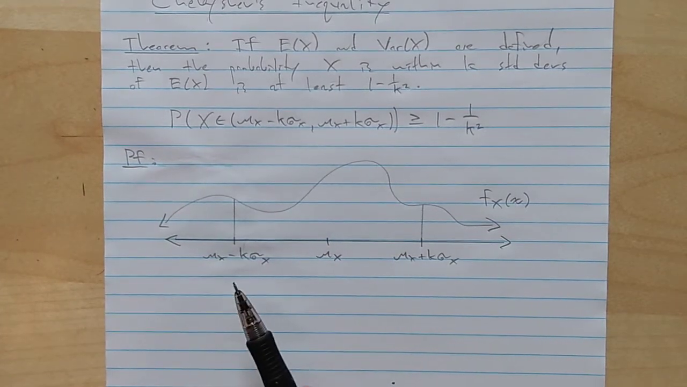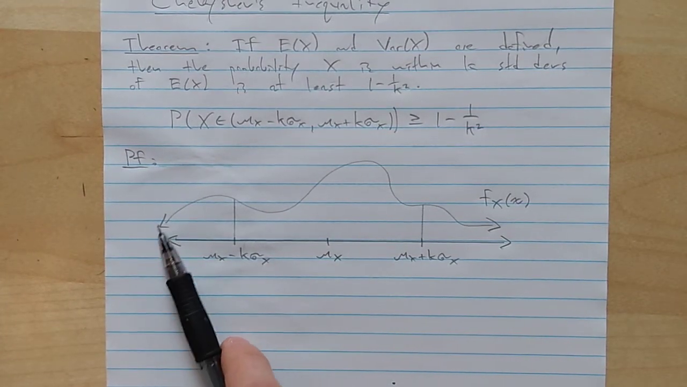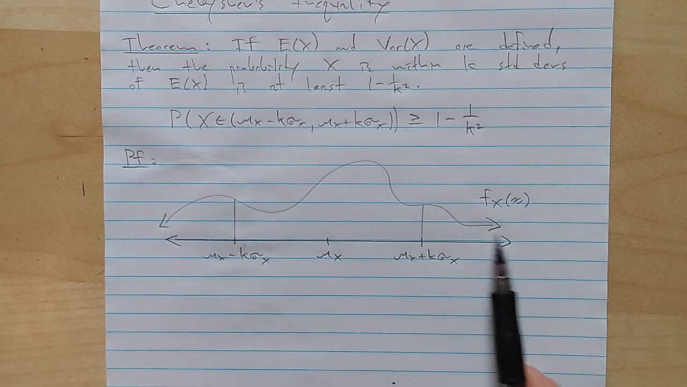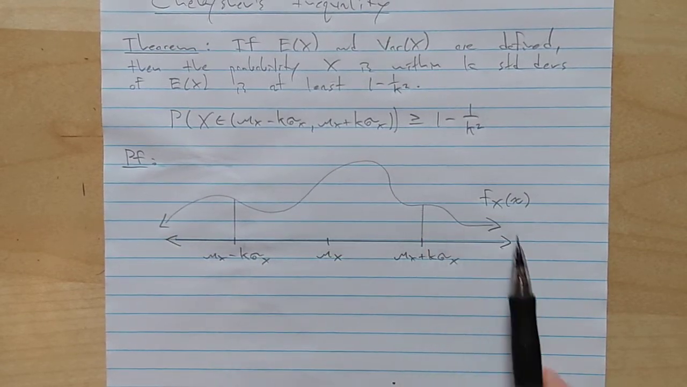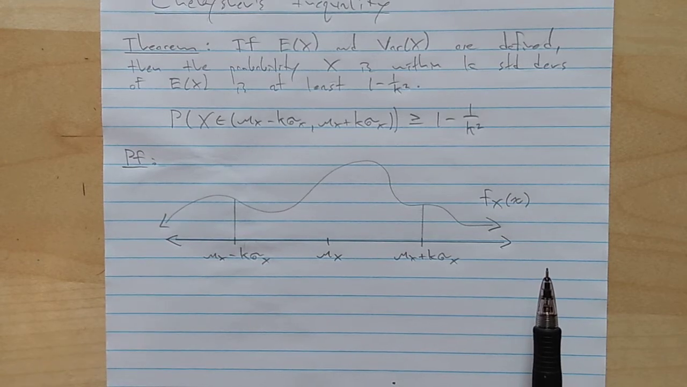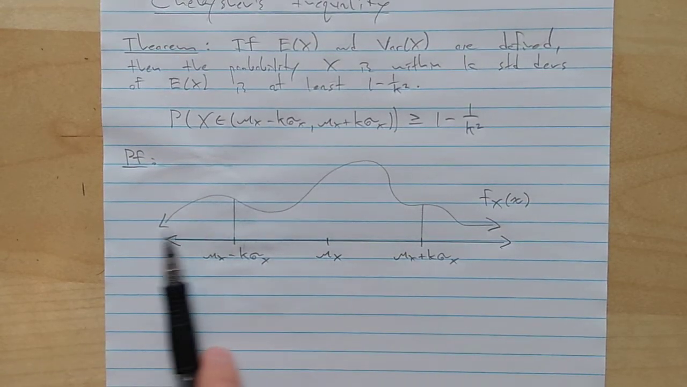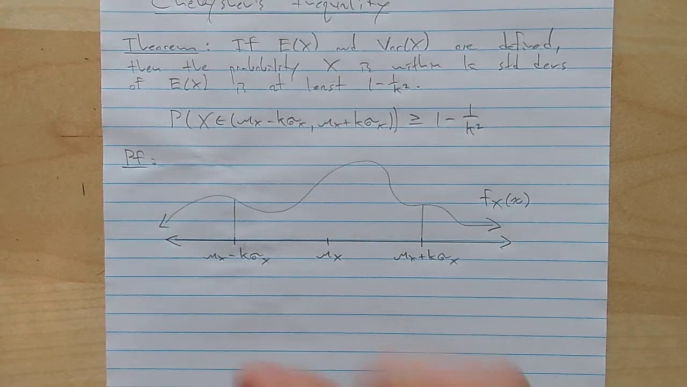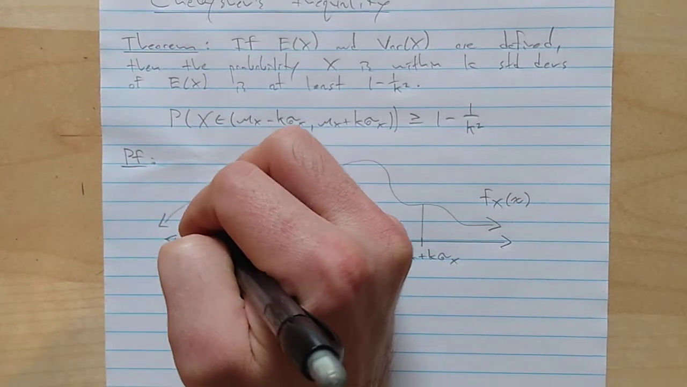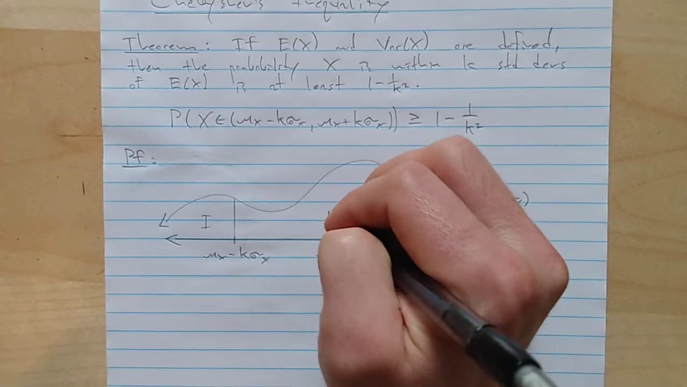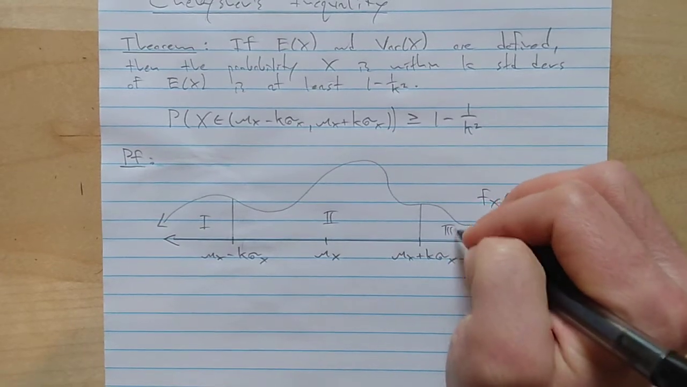So the idea of the proof, imagine you have this random variable and you have its PDF. Imagine looking at its PDF. And we're going to break up the area under the PDF into 3 pieces, okay? Piece number 1 is going to be in here, piece number 2 is going to be in here, and piece number 3 is going to be here.